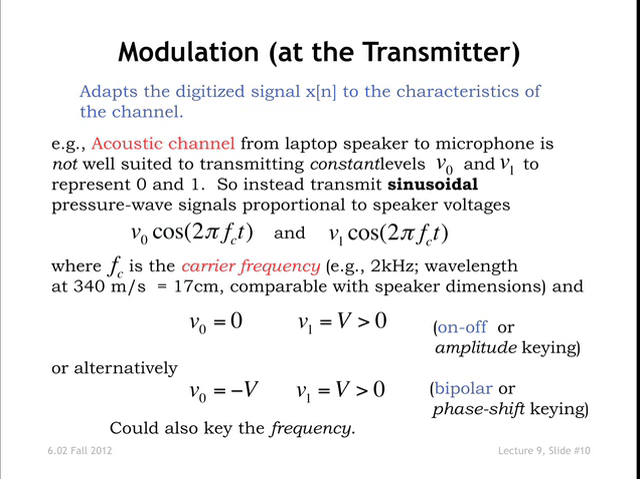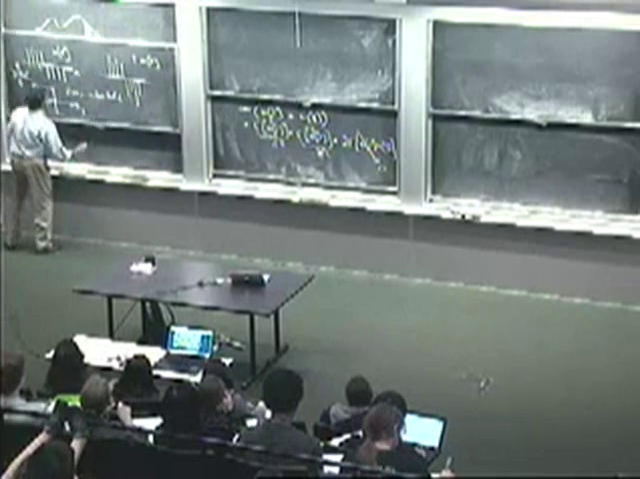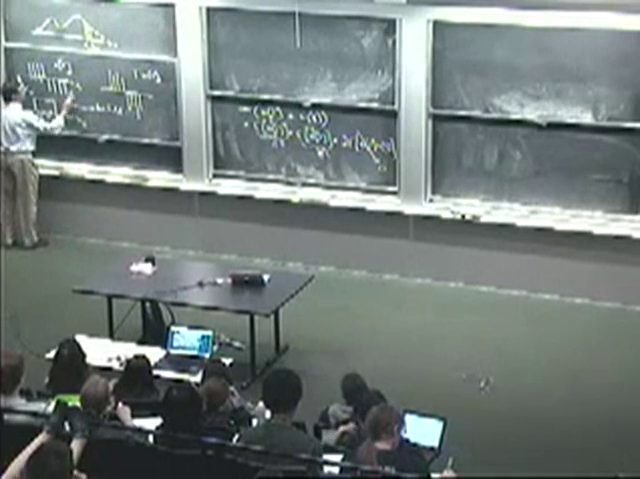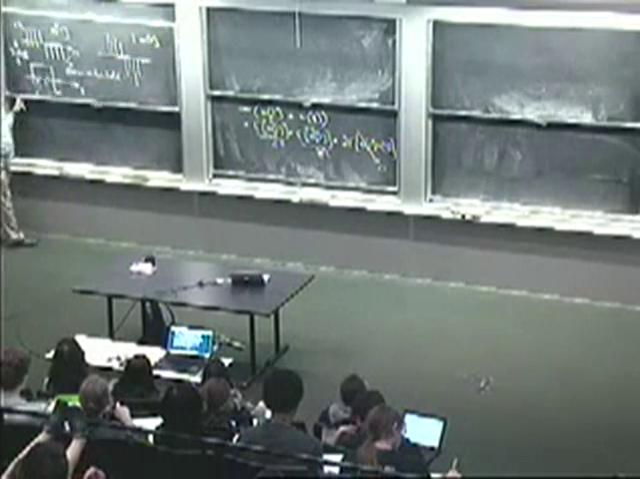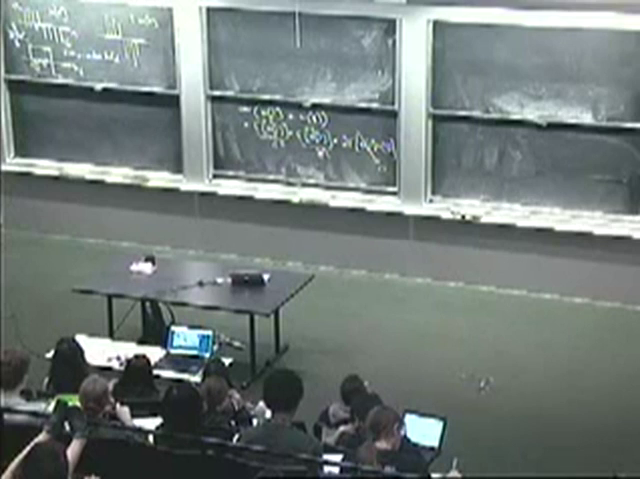So what you've got is the acoustic channel. You would like to transmit these two levels, V0 and V1, to represent the 0 and the 1. I'm just generalizing here. I'm just saying that there's some level V0 that represents the 0, and there's some level V1, and that will allow you to pick different possibilities here.